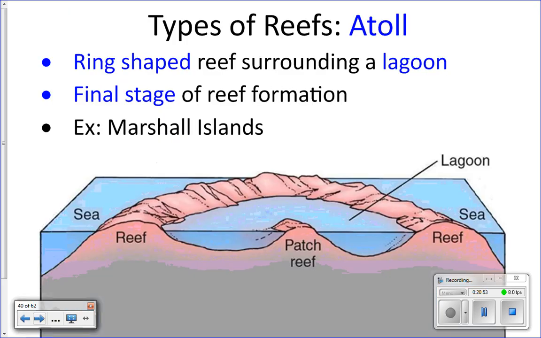Atolls. Atolls are the last stage of reef formation, and these are circular reefs that we found basically in the middle of the Pacific Ocean. So coral reefs are typically found close to shore, okay, because they need a place where they can attach to the bottom, to a hard surface, and they need to be in a place where they can get sunlight. And so that typically happens close to shore, okay?